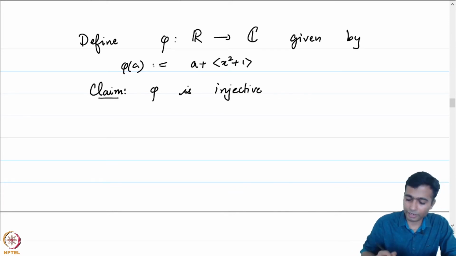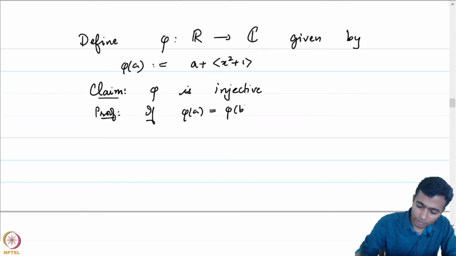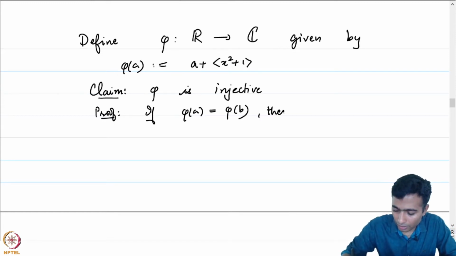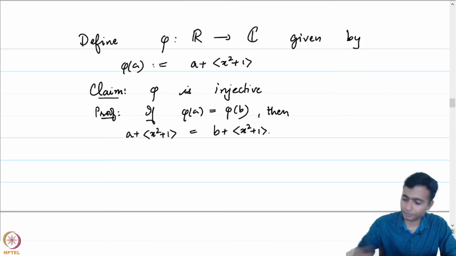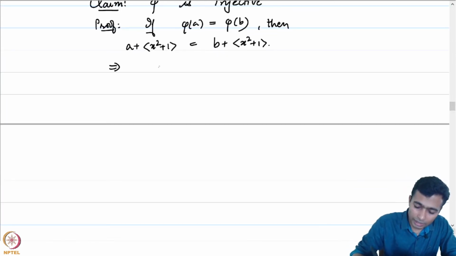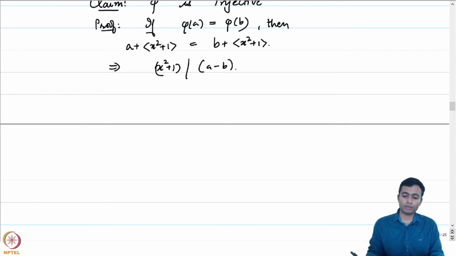To check it is injective, what do we have to do? So proof of the claim. If phi of A is equal to phi of B, what does that mean? Then A plus the ideal generated by x square plus 1 is the same as B plus the ideal generated by x square plus 1. But that would mean that x square plus 1 divides A minus B. But A minus B is a real number. How can x square plus 1 divide A minus B?